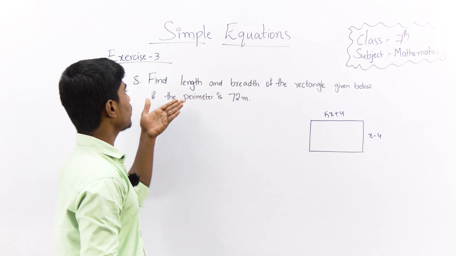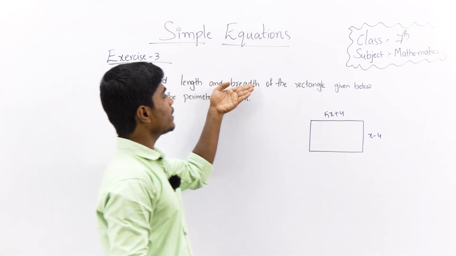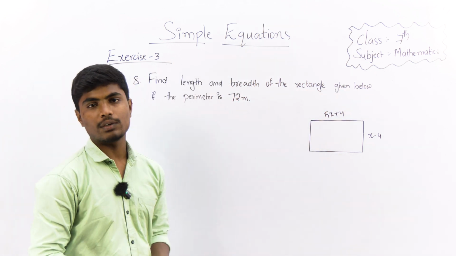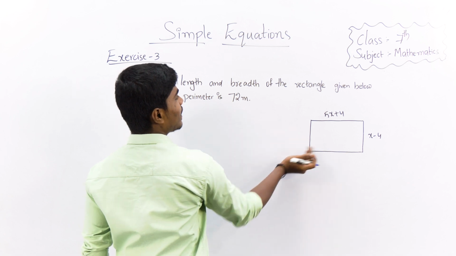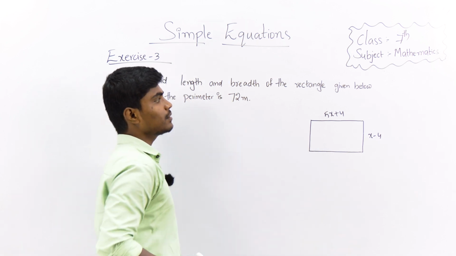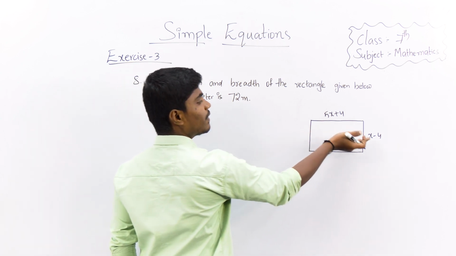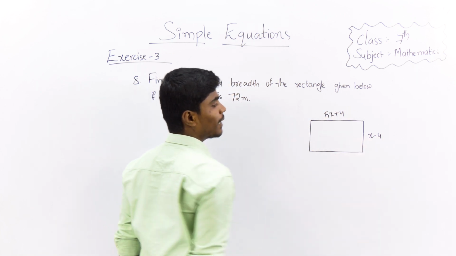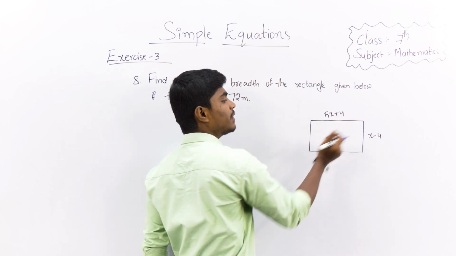Here in the 8th problem, find the length and breadth of the rectangle given below if the perimeter is 72. The perimeter of the rectangle is 72 meters and here he gave the figure. The length is 5x plus 4 and the breadth is x minus 4, and we have to find the length and breadth.